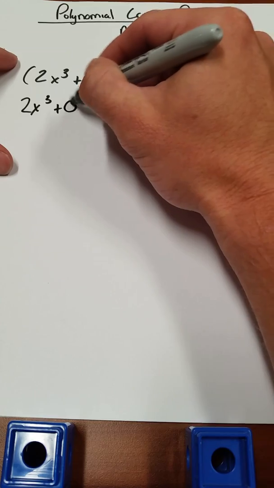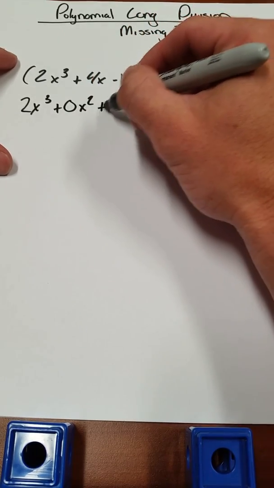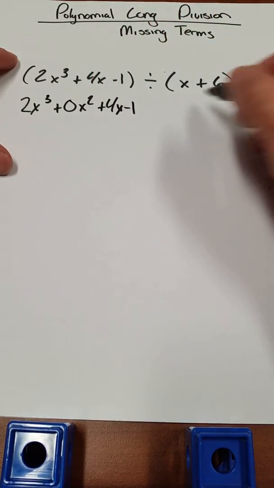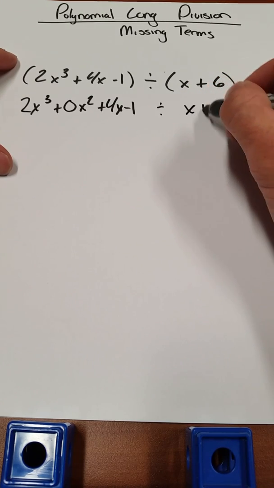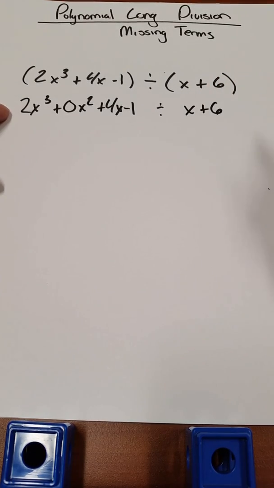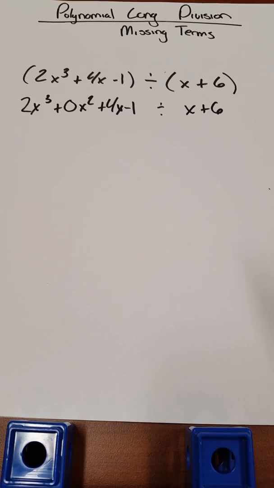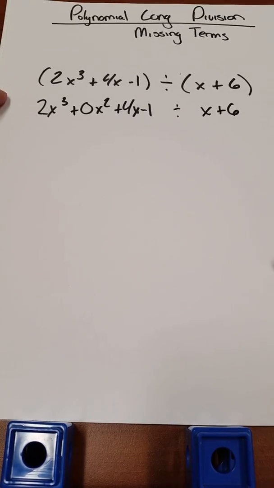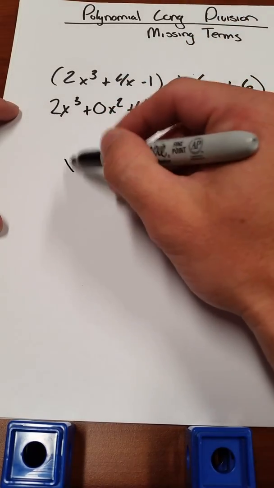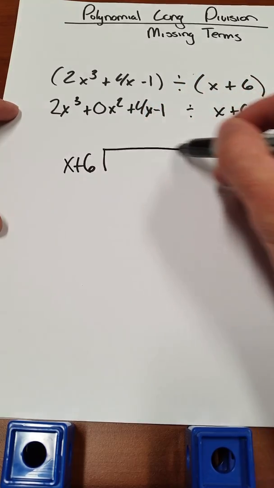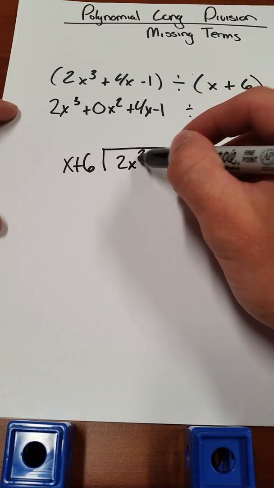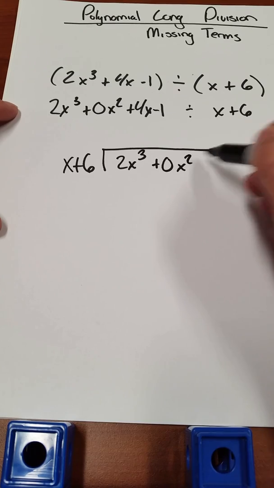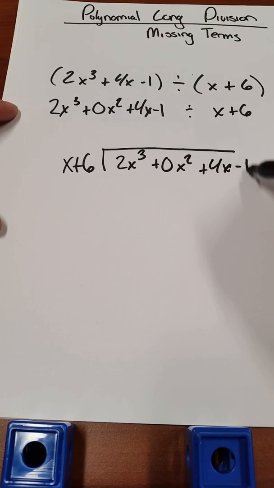So that means we're going to put in a 0x squared, and then we have 4x minus 1, and then this one does not have any missing terms. Now you can have missing terms in both of them or just one of them, but anywhere you have a missing term, put a 0 in its place. So now we have x plus 6, 2x cubed, 0x squared, 4x, -1.